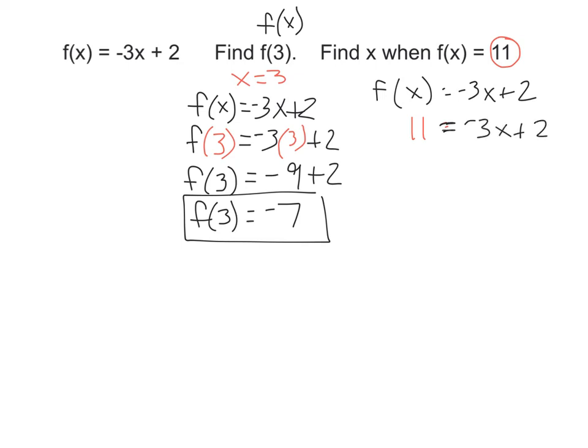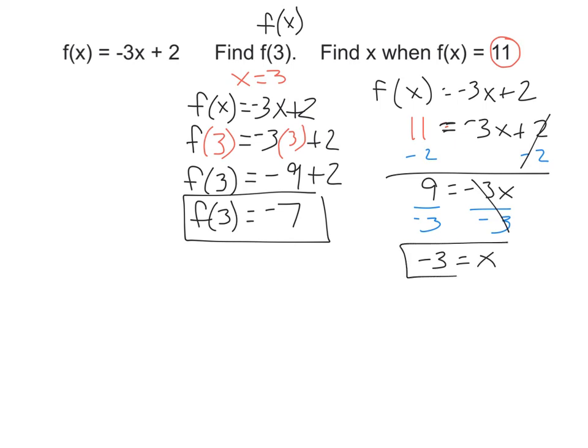And now we're going to solve this. Subtract 2, just like we did on the previous screen for our first problem. 11 minus 2 is 9 equals negative 3x. The negative 2 and positive 2 cancel. And now we're going to divide both sides by negative 3 since x is being multiplied by negative 3. The negative 3 is canceled to give us 1x equals 9 divided by negative 3, which is negative 3. So our x value when f of x is 11 is negative 3.